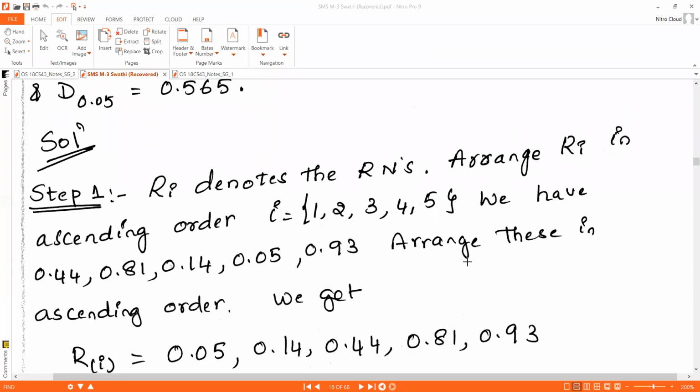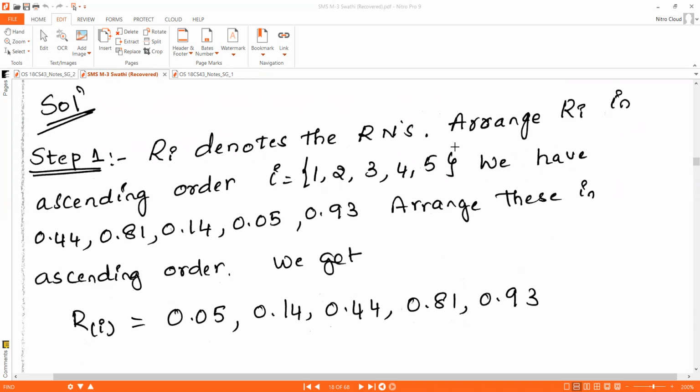Okay. Step 1: Ri denotes the random numbers. Arrange Ri in ascending order, that is, for i equal to 1, 2, 3, 4, 5. These are the numbers: 0.44, 0.81, 0.14, 0.05, 0.93. These are the random numbers given, and we need to arrange them in ascending order. If you arrange these in ascending order, we will get it like this.